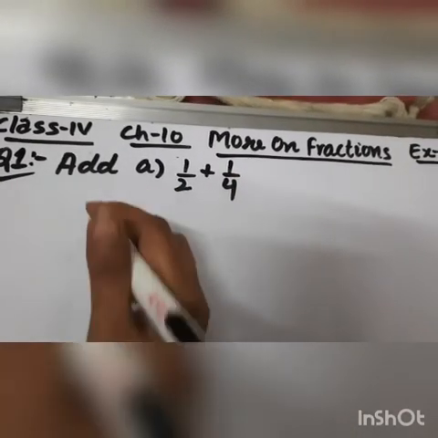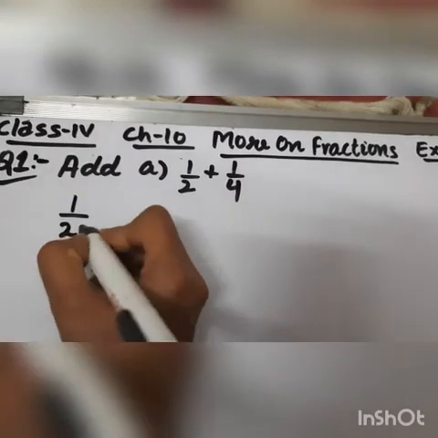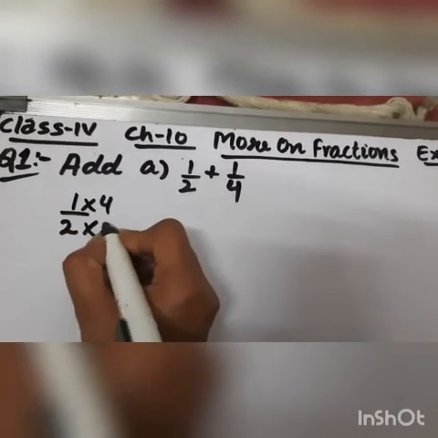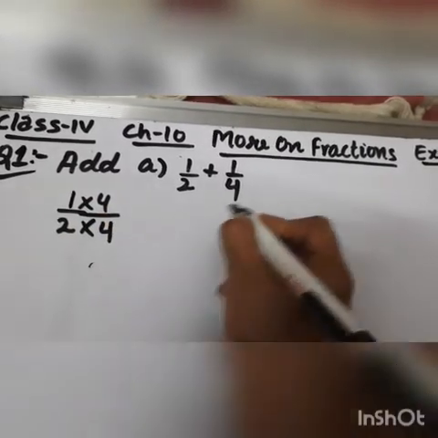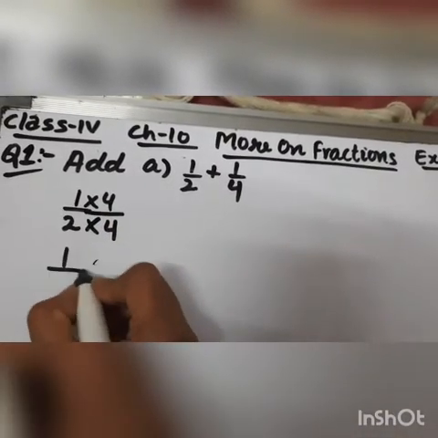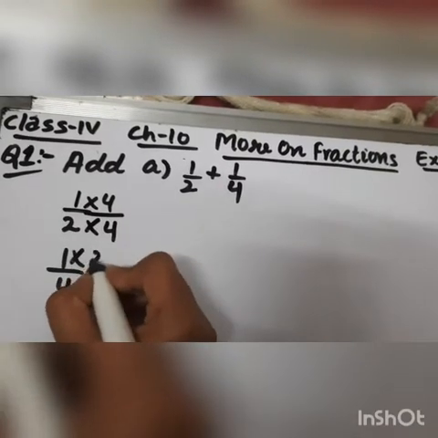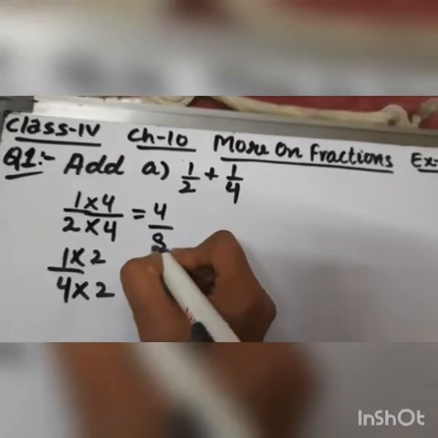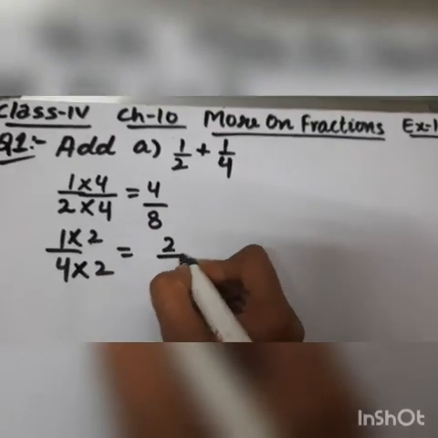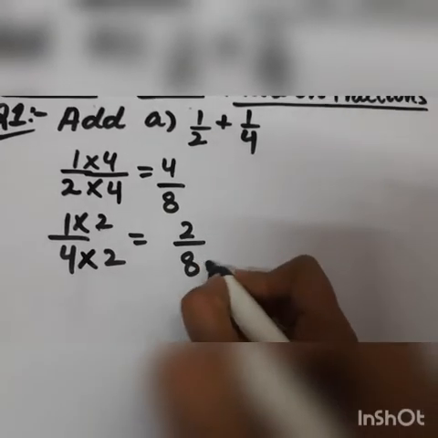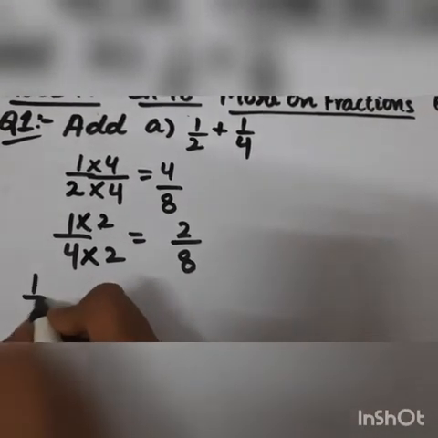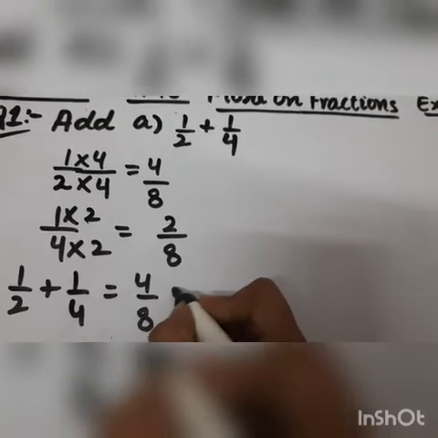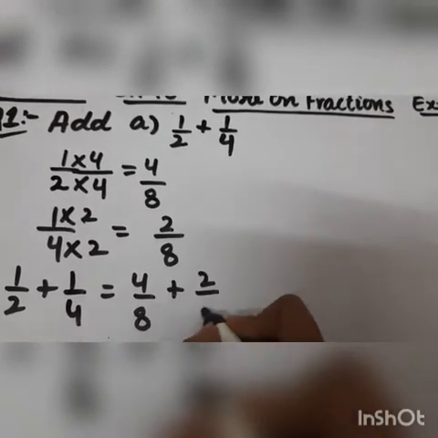So there are two methods. First method is we multiply first fraction by the denominator of second fraction, means we multiply the numerator and denominator of first fraction by the denominator of second fraction, and second fraction by the denominator of first fraction. Okay, so this will be 4 upon 8 and this will be 2 upon 8. Okay, now 1 by 2 and 1 by 4. 1 by 2 has become 4 by 8 and 1 by 4 has become 2 by 8.